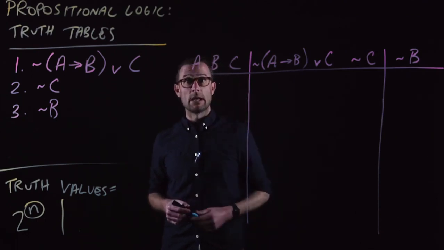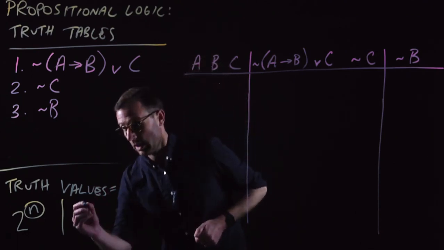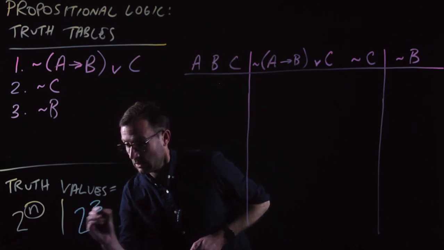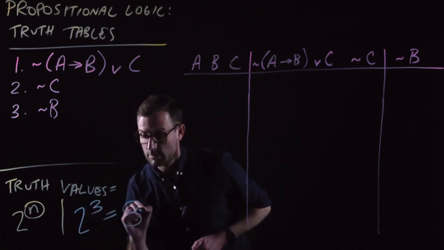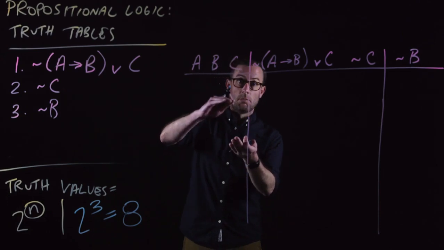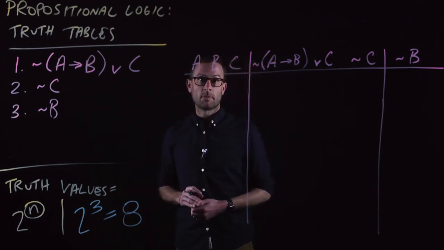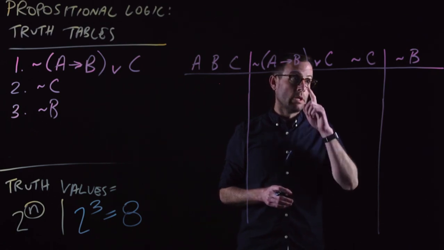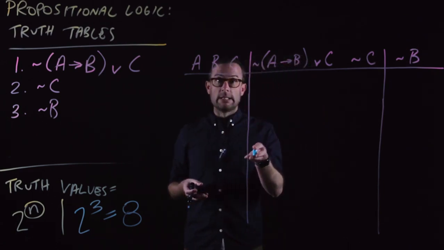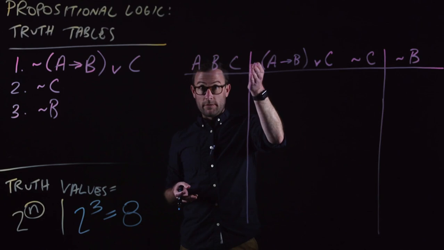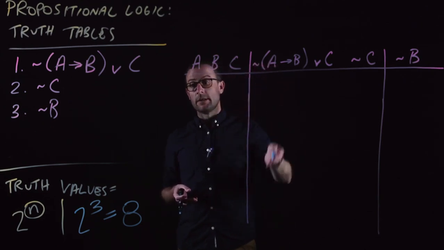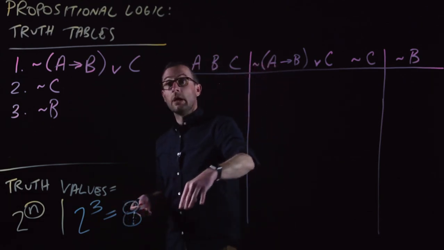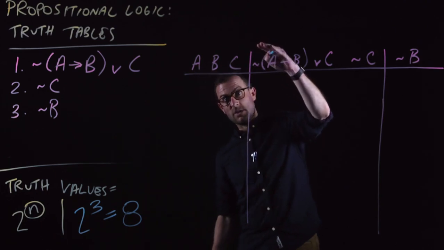We have the letters A, B, and C, so we need, it looks like, 8 rows. It's going to be a much longer truth table, given that there is the third letter variable. Just to give you an idea, if we had a fourth letter variable, let's say D, it would be 2 to the fourth, and that would give us a 16-row truth table.